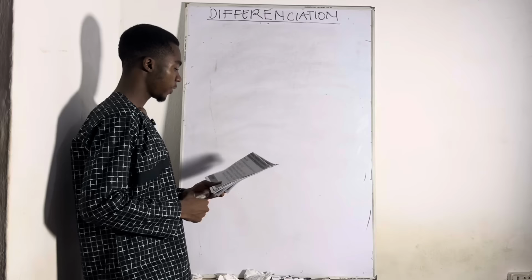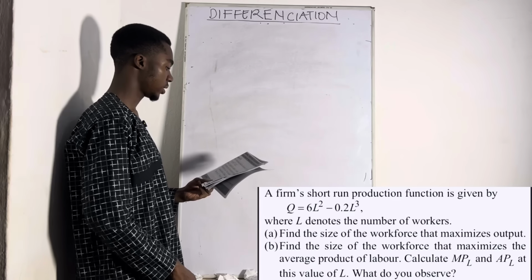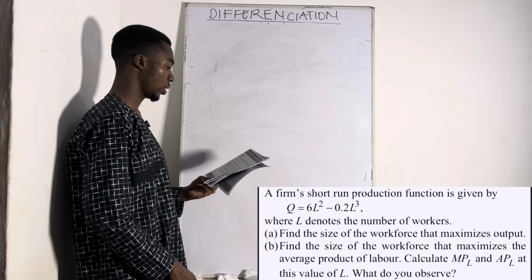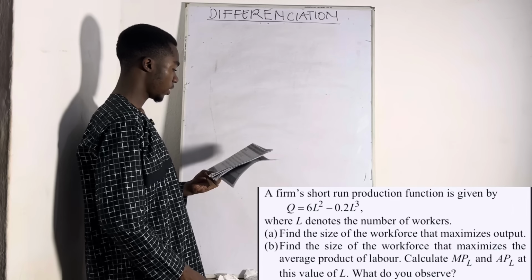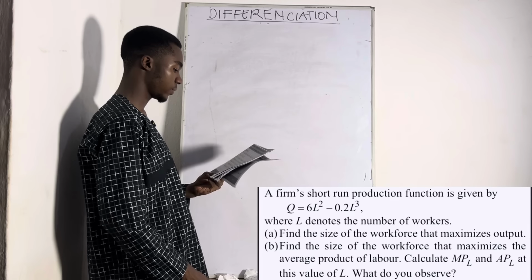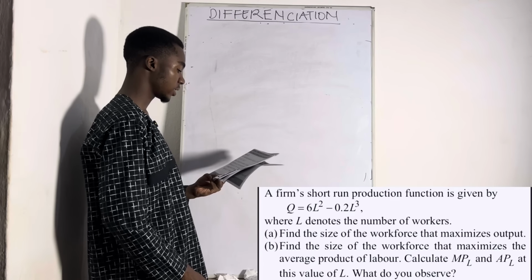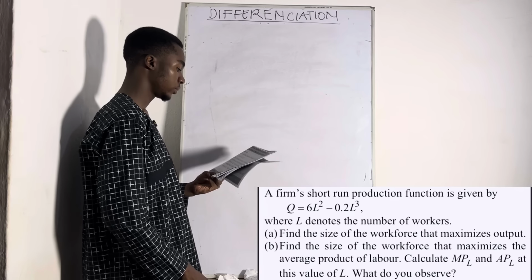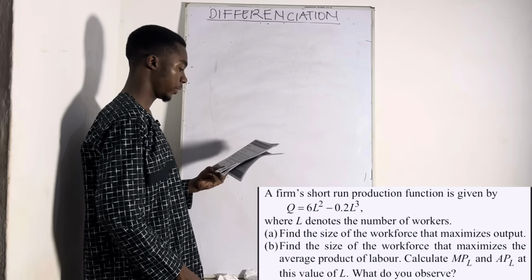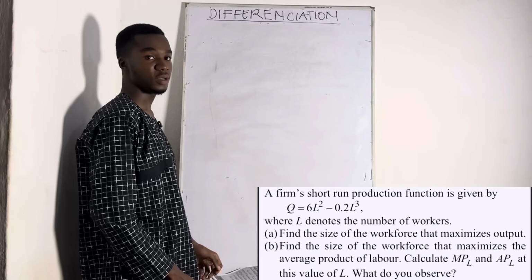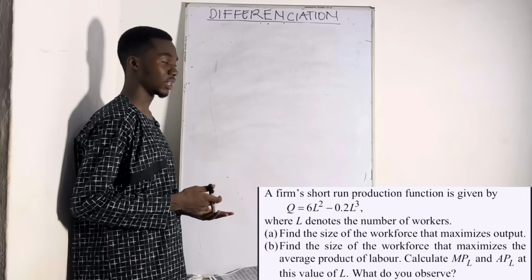It says a firm's short-run production function is given by Q is equal to 6L squared minus 0.2L cubed, where L denotes the number of workers. A. Find the size of the workforce that maximizes output. B. Find the size of the workforce that maximizes the average product of labor. Calculate MPL and APL at this value of L. What do you observe? MPL is the marginal product of labor, and APL is the average product of labor.